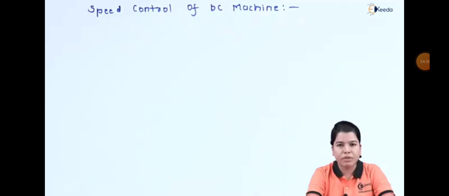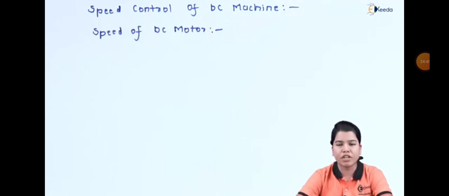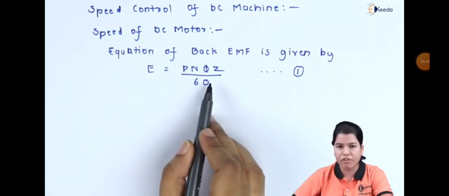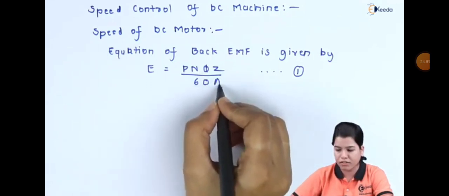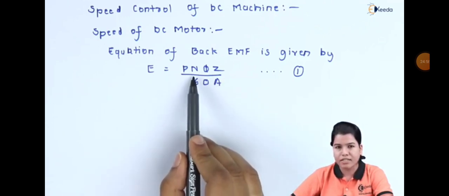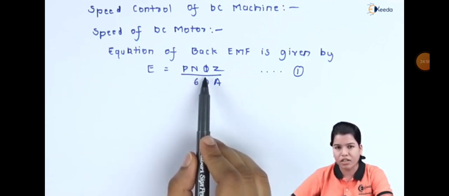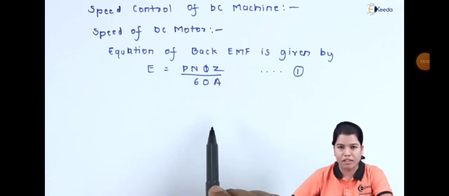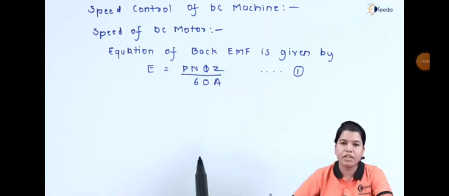Before learning the speed control of DC motor, let us derive the equation for the speed of DC motor. We know that the equation for back EMF is given by E is equal to PNφZ divided by 60A. Here, P is the number of poles, N is the speed, φ is the flux, Z is the number of conductors and A is the number of parallel paths. This equation is similar to the generated EMF of DC machine.